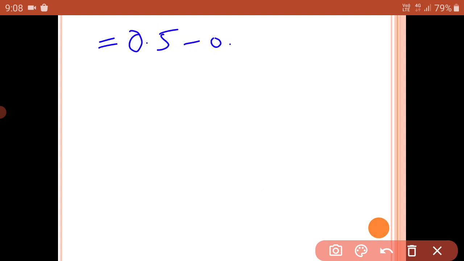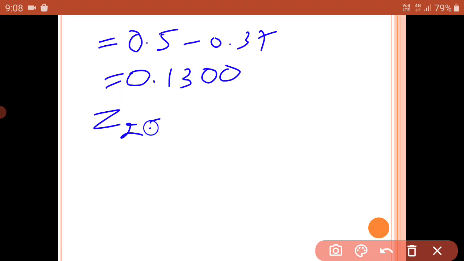0.5 minus 0.37 is equal to 0.1300. Now you check the table. 1300 you have to look up in reverse. It will not be found directly, but in the 0.3 line, between 0.03 and 4, between 1293 and 1331, so 0.33 is the perfect answer.